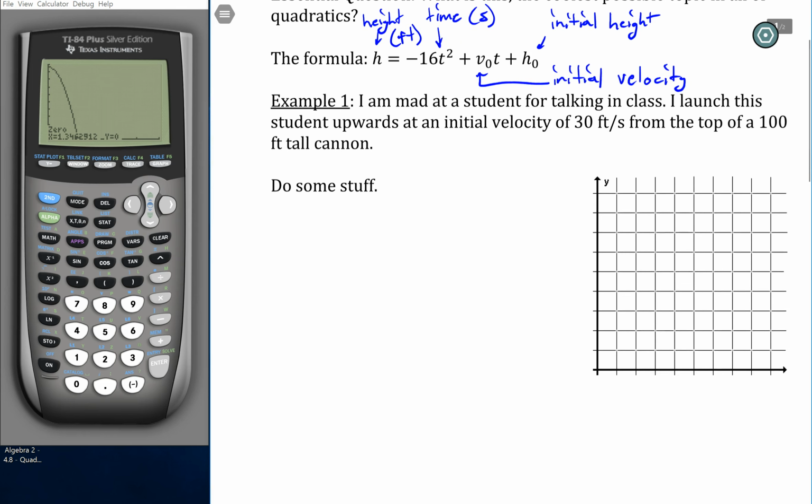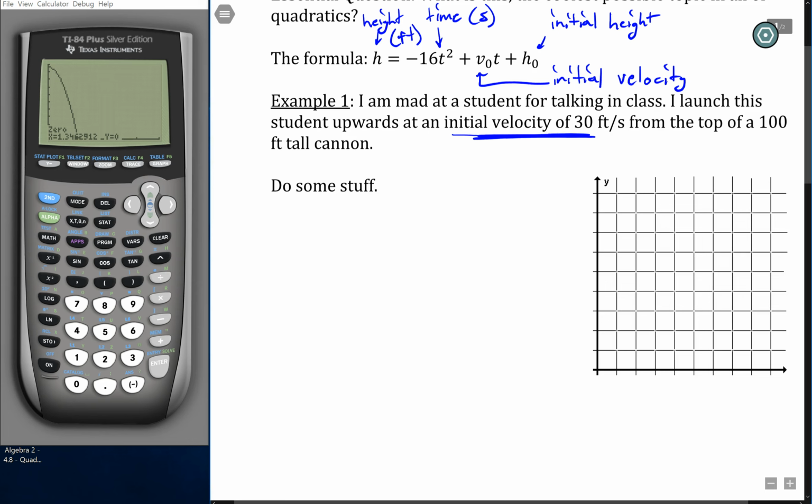This problem, we are going to analyze it. I want to see exactly how long this student is going to be flying, how high they will be flying, and so forth. First of all, it would probably be a good idea for me to write the formula that applies to this situation. Notice that we have our initial velocity. We also have our initial height. So this 30 feet per second is my v sub 0. This 100 feet tall is my h sub 0. So let's plug that into the formula.